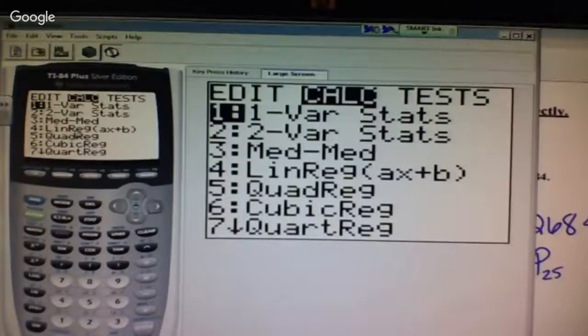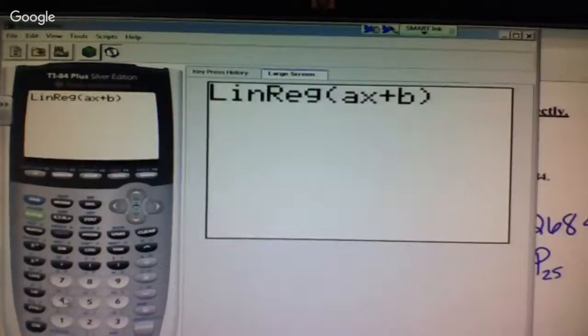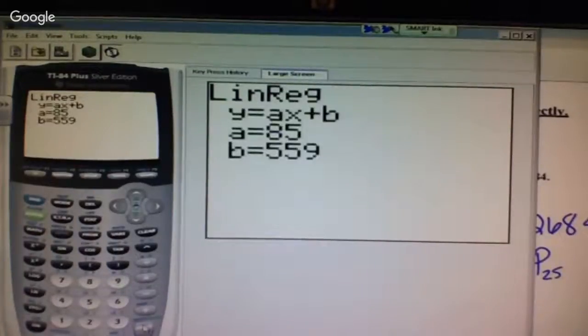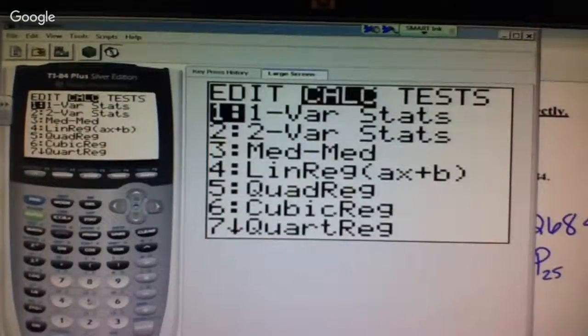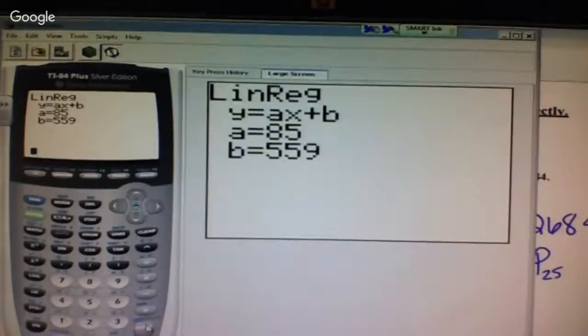So if you go down to choice number 4 where it says linear regression, and if you hit enter, it gives us the answer. It gives you the equation. How did you get to that? To the linear regression, you hit stat, go over to calculate, and choice number 4, and hit enter. 85 is your D value. B is your P sub 0 value. A is your D value, and B is the P sub 0. Yeah, I didn't get to that.